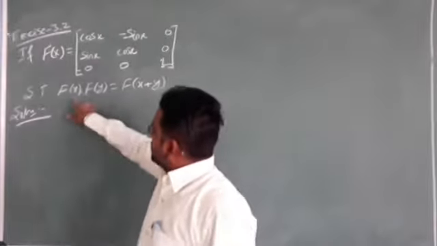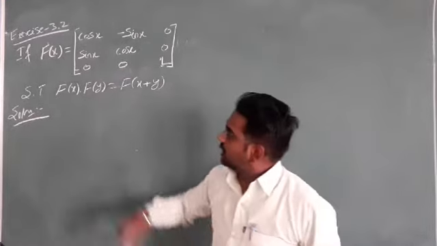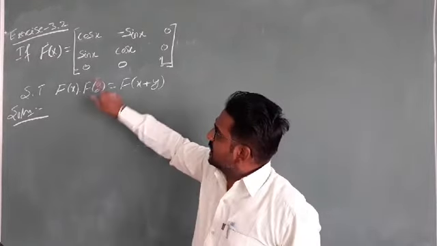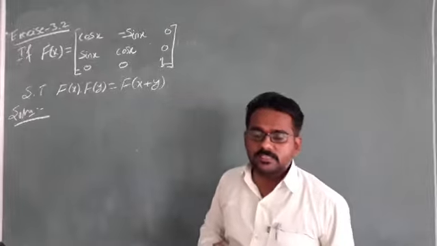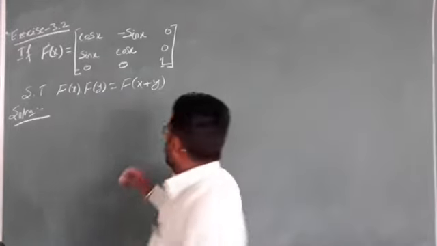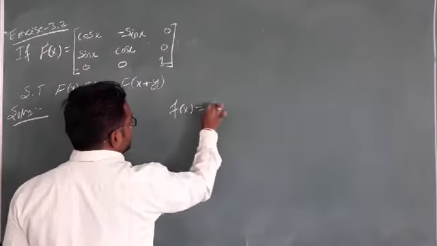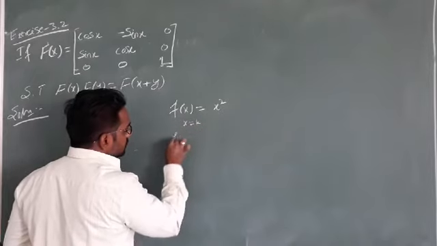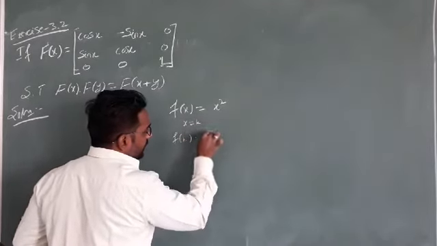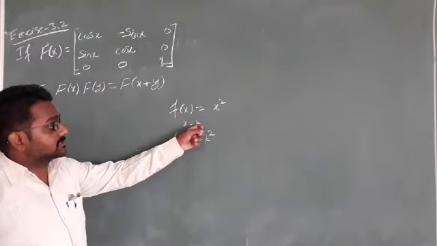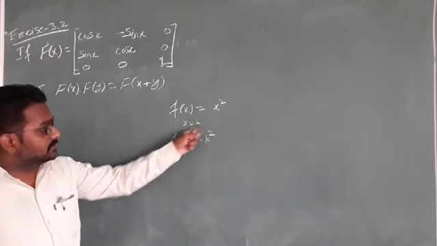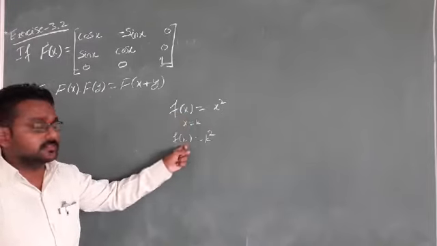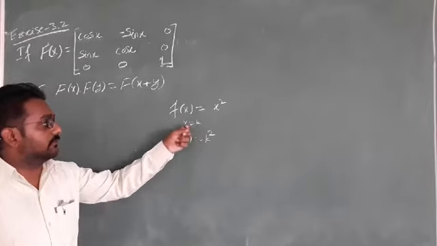F of x is already given, but the f of y function is not defined here. So just observe, students. In the first year you learned the function chapter. If the given function f of x equals x square, and you change x to k, then f of k becomes k square. Wherever x is there, you substitute x equal to k, so it is transferred. So f of x becomes f of k equal to k square when x equals k.